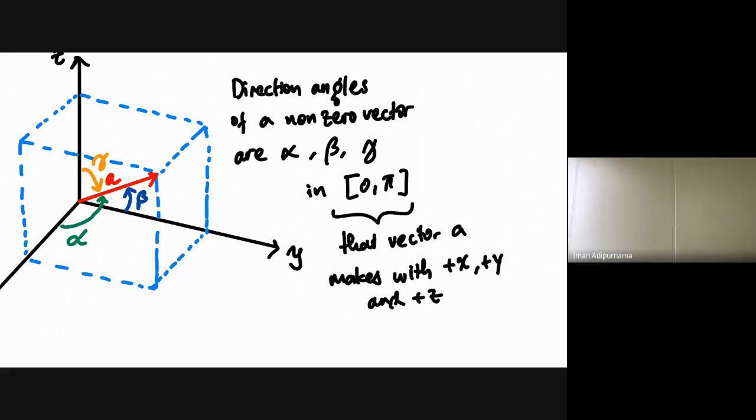And direction cosine is just the cosine of those direction angles. The cosine of alpha, cosine of beta, and cosine of gamma become the direction cosines. So it's kind of similar.